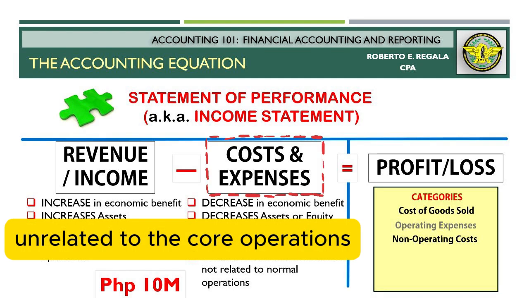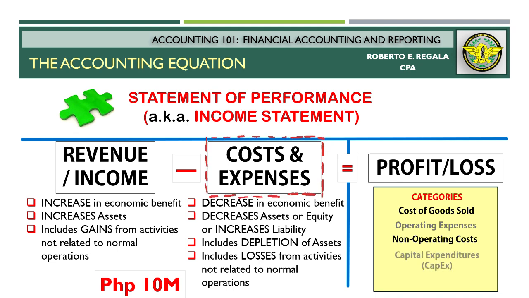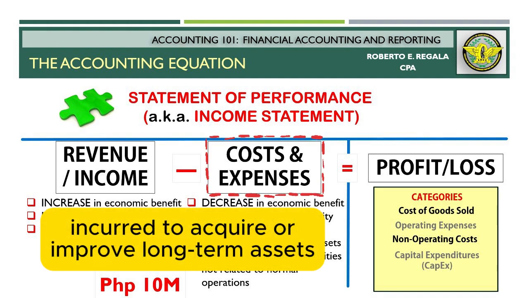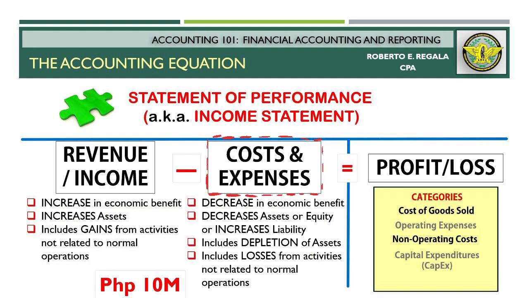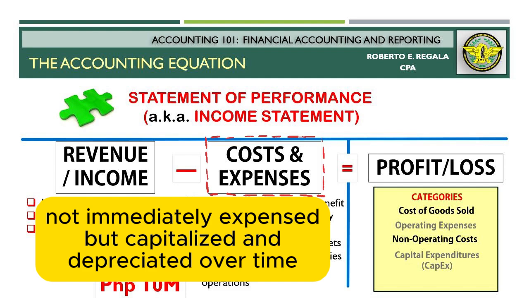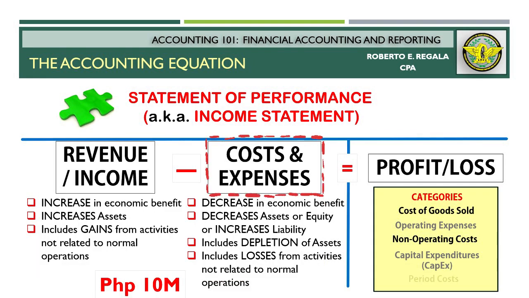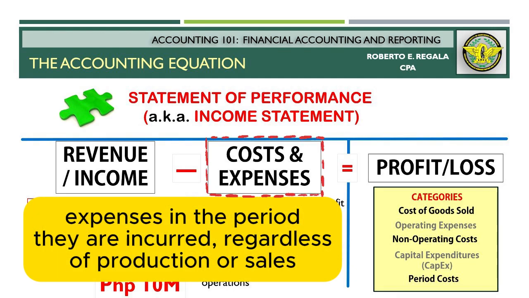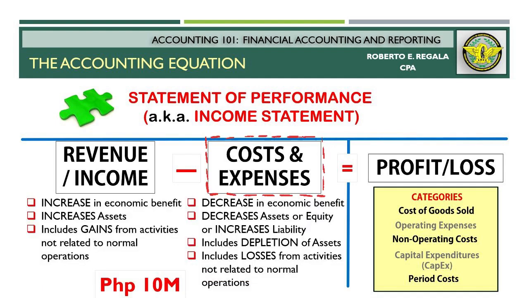Non-operating costs are unrelated to the core operations of the business. Examples are interest expenses and losses on asset sales. Capital expenditures or CAPEX are incurred to acquire or improve long-term assets like equipment or buildings. These are not immediately expensed, but capitalized and depreciated over time. Period costs are recognized as expenses in the period they are incurred, regardless of production or sales. Examples are office rent and depreciation.